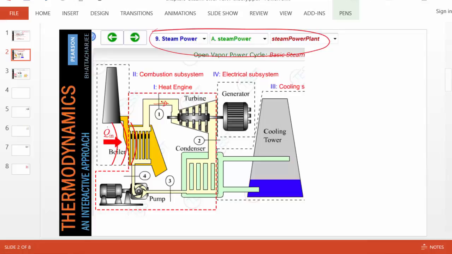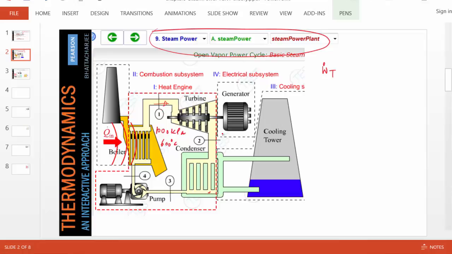But let's assume at state 1, we have steam at a very high pressure, let's say 1000 kPa, and high temperature, let's say 600 degrees Celsius. Superheated steam is available. It enters the turbine, expands through it, and produces turbine power. Part of the turbine power goes back to the pump, and the rest goes to the generator, an electrical subsystem to produce electric power, which is the primary purpose of a steam power plant.